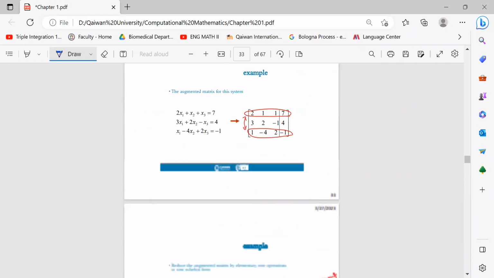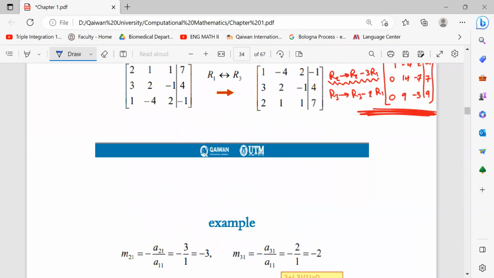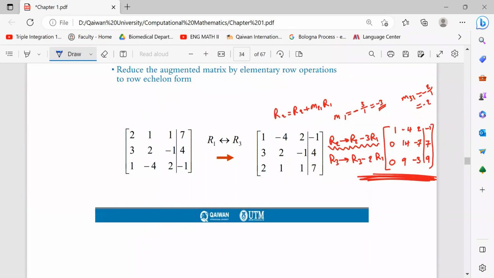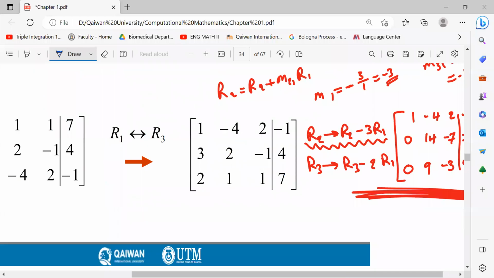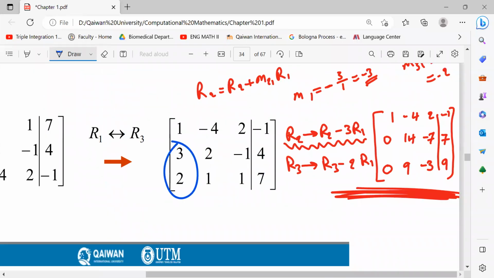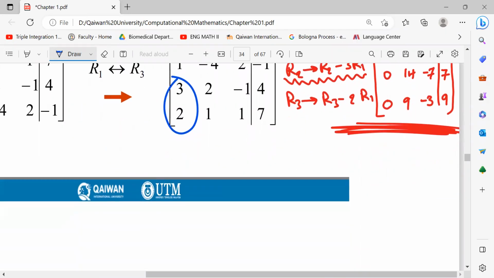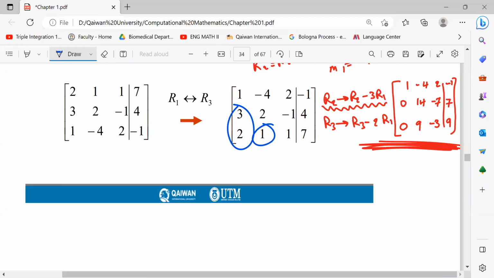Look, as I did here, we finished all in 3 steps. In one step, we changed these two to 0. In the second step, we changed this to 0. And in the last step, we used the back substitution. That's all. So just try to change this to 0. That's all.